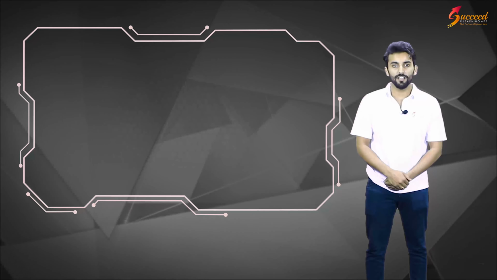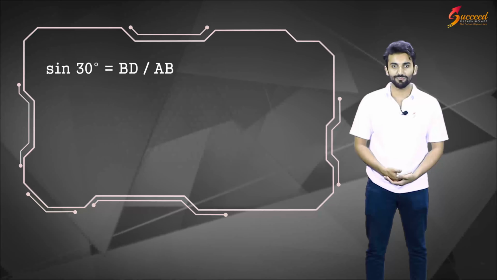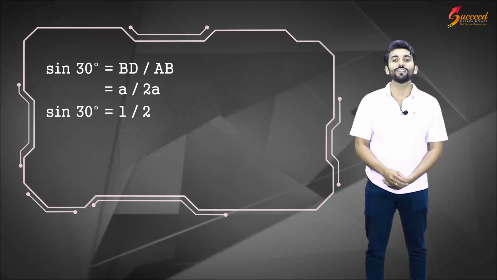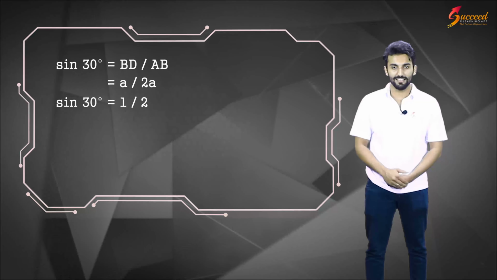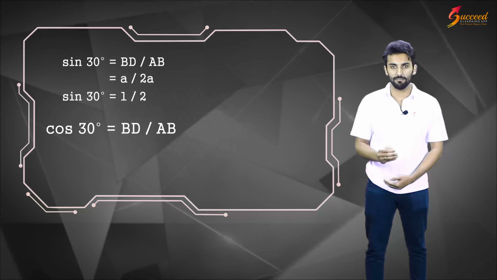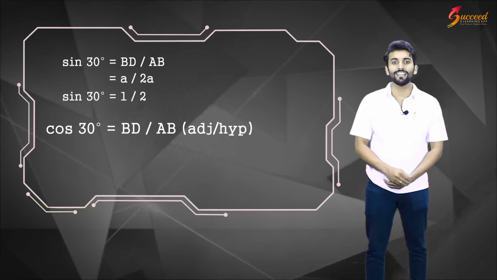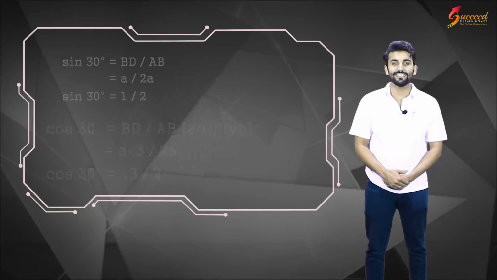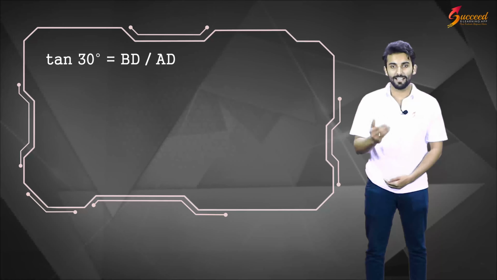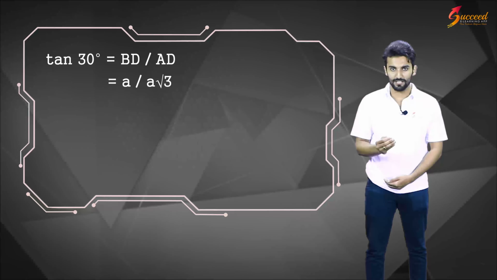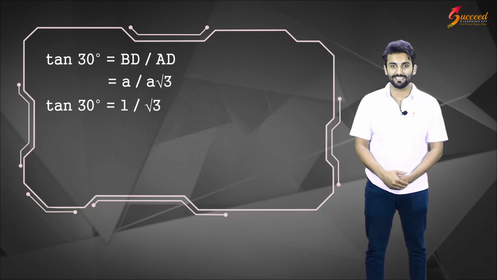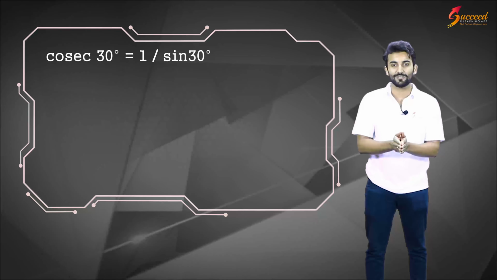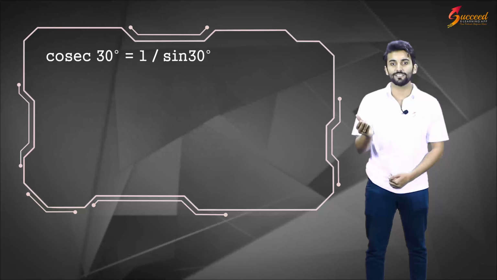Now, we have sin 30 degree is equal to BD by AB, which is equal to A by 2A, sin 30 degree is equal to 1 by 2. Similarly, cos 30 degree is equal to AD by AB, that is adjacent by hypotenuse, A root 3 by 2A, that is equal to root 3 by 2. Tan 30 degree, BD by AD, which is equal to A by A root 3, which is equal to 1 by root 3. Therefore, also we can find cosecant 30 degree is equal to 1 by sin 30 degree, which is equal to 2.